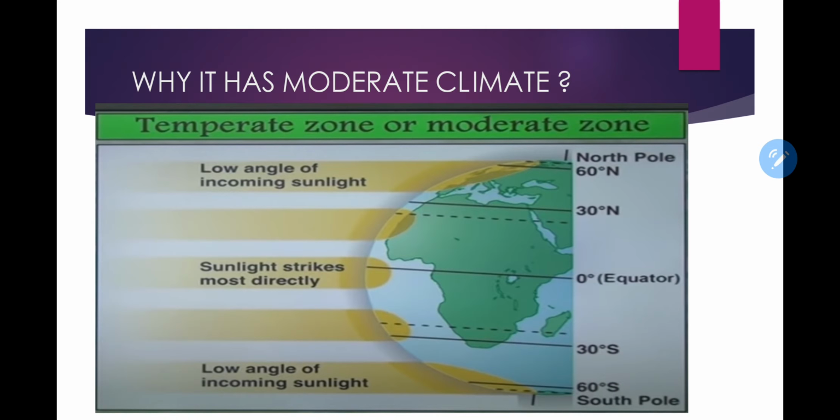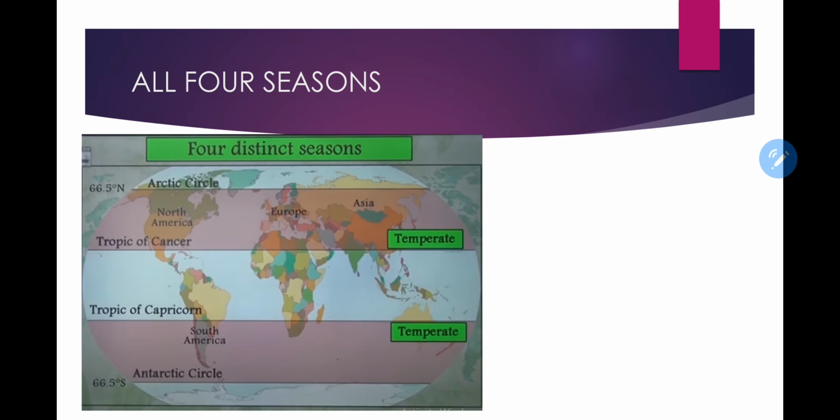So if you will notice this figure, near the equator, sun rays are very direct, mostly direct. But if you move a little bit far away from the equator, can you notice the sun rays? They are a little bit slanted. So this is the reason the temperate zone has moderate climate, neither so hot nor so cold. Now, one more factor of this temperate zone is that four distinct seasons will be faced by this temperate zone.